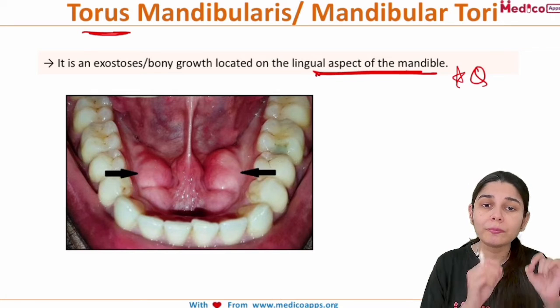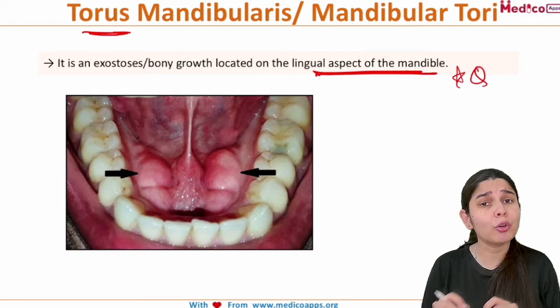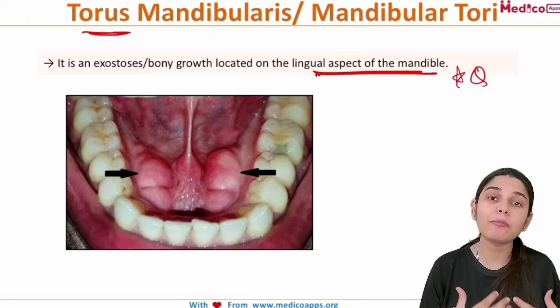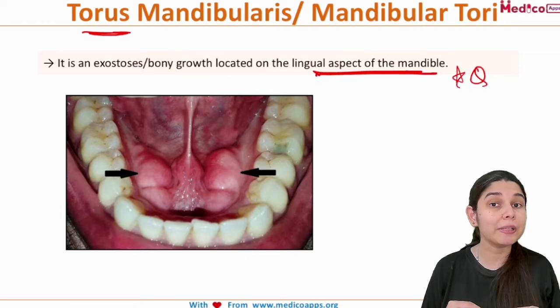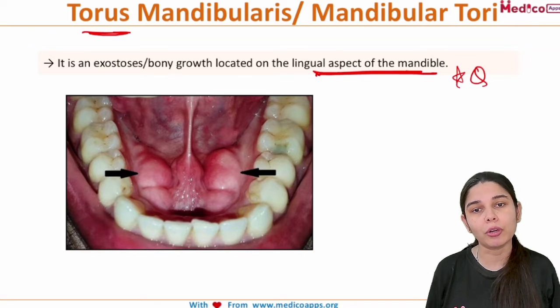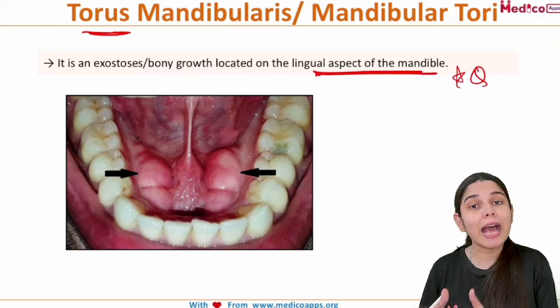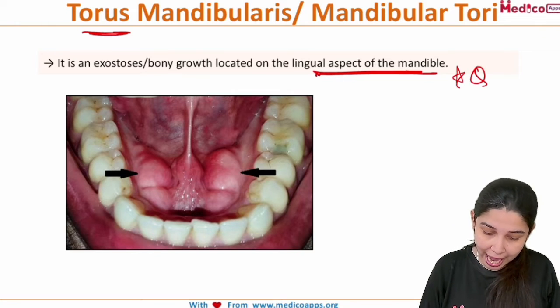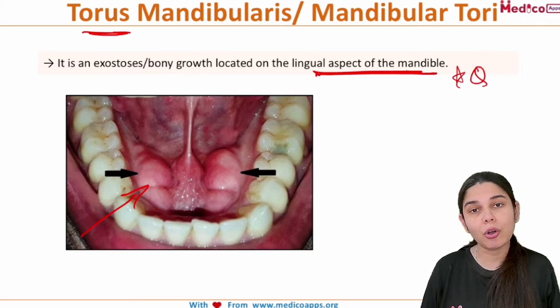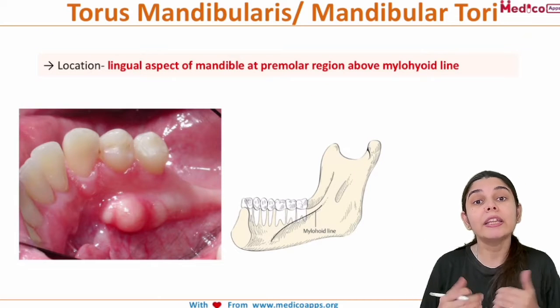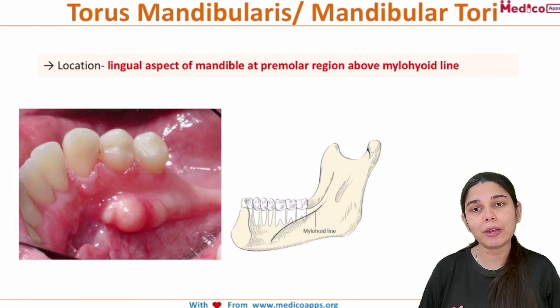As I told you, it's an anatomical protuberance. So if there is any sort of abnormal protuberance, that means there will be an overgrowth of the bone, and that overgrowth of the bone is present on the lingual aspect of the mandible, as you can see in this image. Now with this I also want to specify the location of this Torus mandibularis condition.